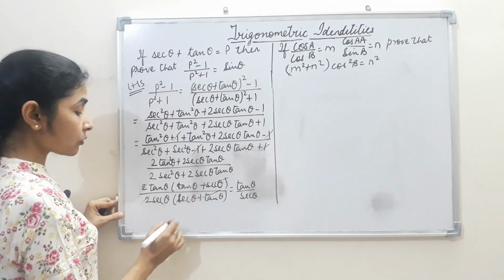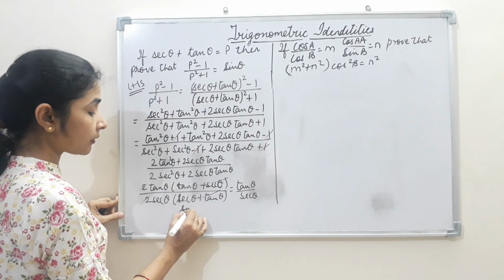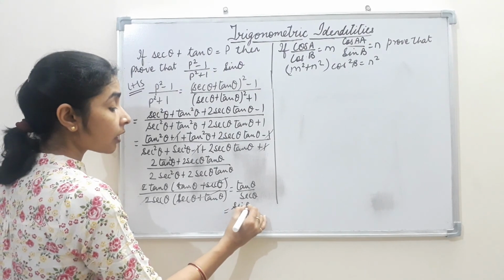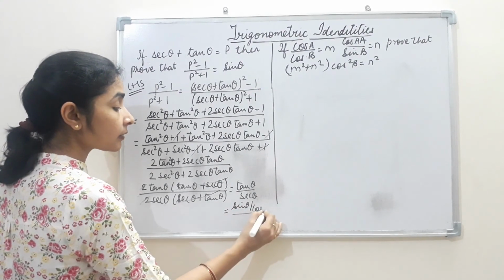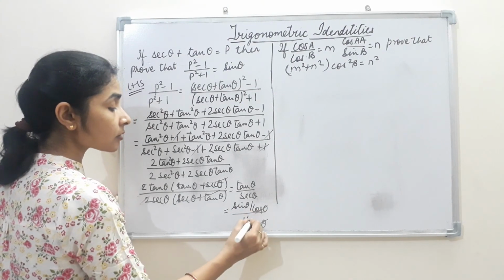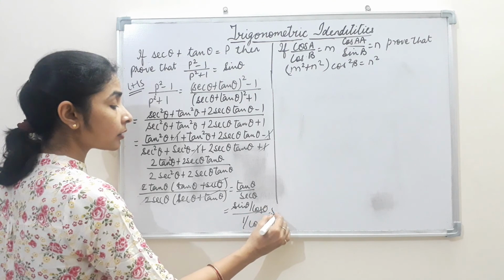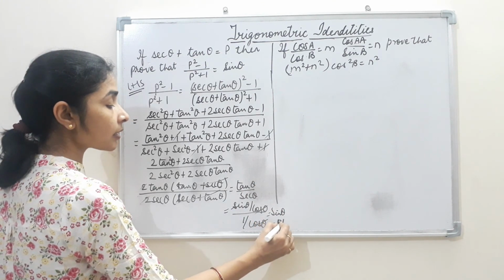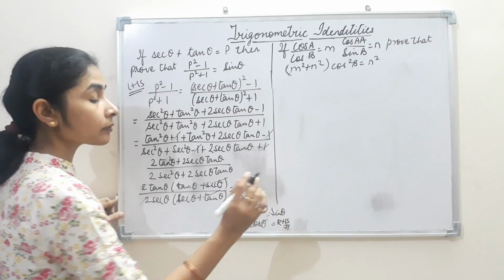Now changing it into sine upon cos, what do we get? Tan theta is equal to sine theta upon cos theta, and sec theta is equal to 1 upon cos theta. Now this cos theta and this cos theta cancel, and we have got sine theta, and that is equal to our RHS, and hence we have proved it.